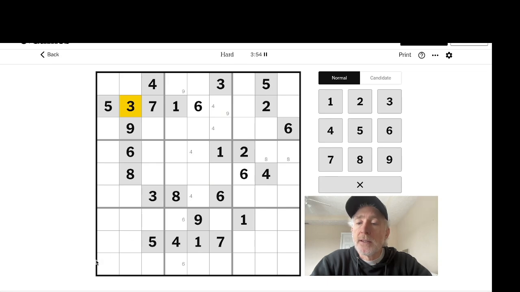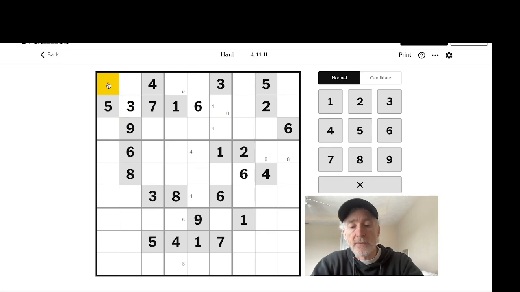So now 3 looks down. We still can't restrict that any further than these 3 cells in box number 7. We know it's going to be here in one of these 3 cells. All right, so we've placed a 3 here. So actually, let's look at this 6 now looks across. This 6 looks up, and the only place for 6 is right here.